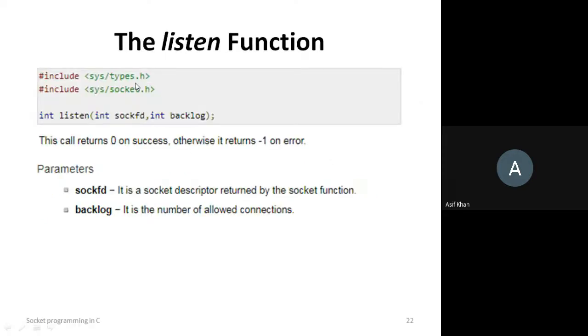Then the listen function syntax is this. In listen, the first argument is the socket endpoint value you have to pass here. Then the backlog means the number of connections it will accept. So this listen function will accept this many requests. And it also returns an integer value.